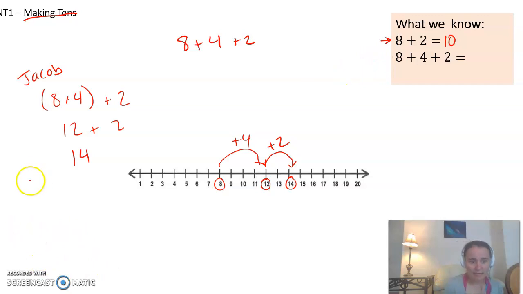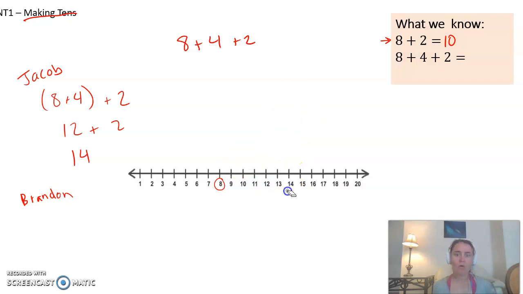Okay, so then let's say I say that, and then let's say Brandon knows. All right, Brandon, what did you do? How did you think about this problem? Well, I added 8 plus 2 to get 10. Oh, Brandon, so interesting. So instead of adding 8 plus 4, you decided to add 8 and 2 first. And I'm going to record Brandon's thinking over here, by putting the 8 and the 2 first, demonstrating the commutative property, and then grouping together the 8 and the 2 to show that he added those first.